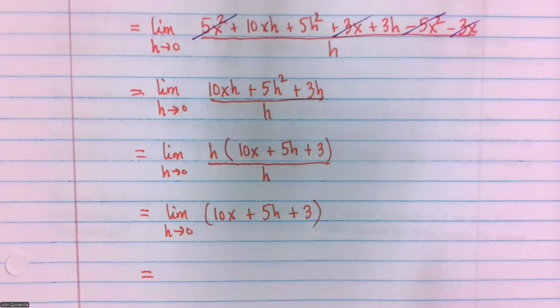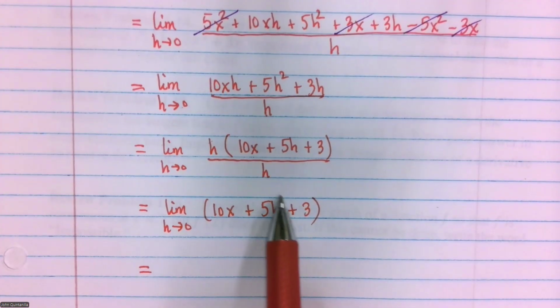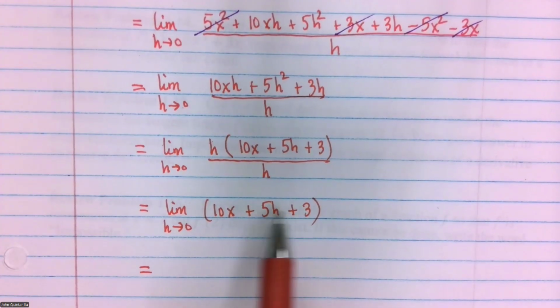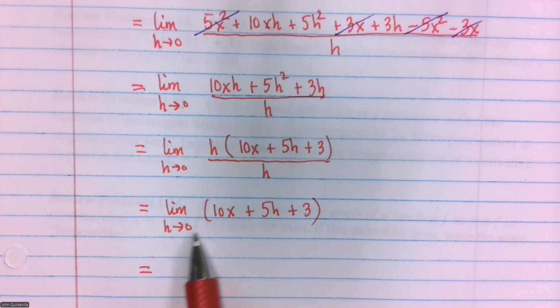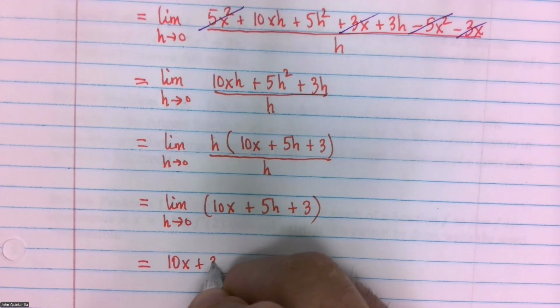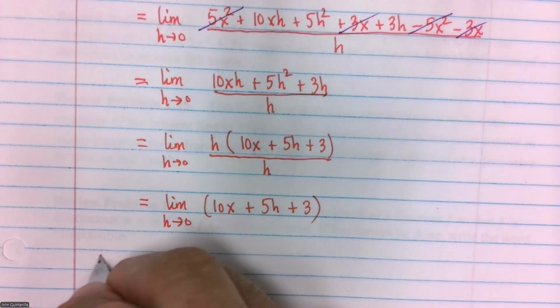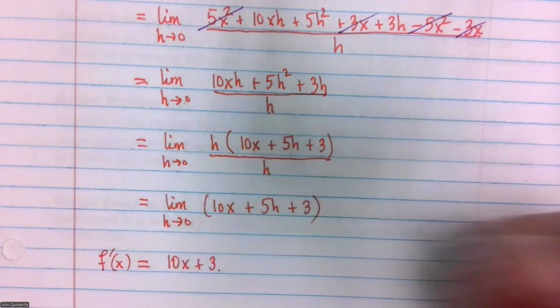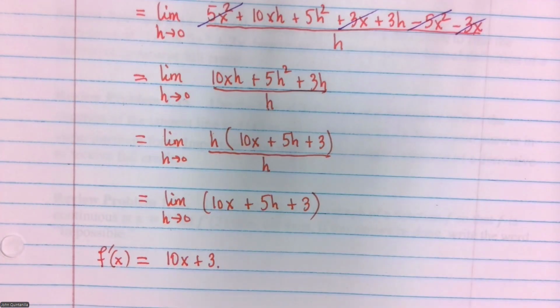Okay, now let h go to 0. As h goes to 0, this middle term goes to 0. These two things don't change because h is going to 0. And so I get my answer as 10x plus 3. And so that is the derivative of the function: f prime of x is equal to 10x plus 3.